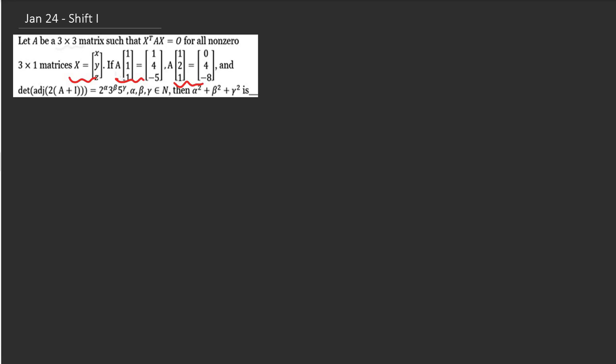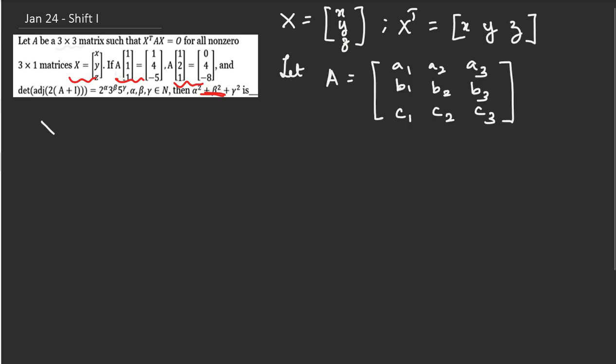Two equations are given. Then determinant of adjoint of 2 times of A plus I is equal to 2 power alpha, 3 power beta, 5 power gamma. Then find the value of alpha square plus beta square plus gamma square. So here given X matrix is equal to X, Y, Z. Therefore X transpose will be equal to X, Y, Z. Now let us take X transpose A X is equal to 0.